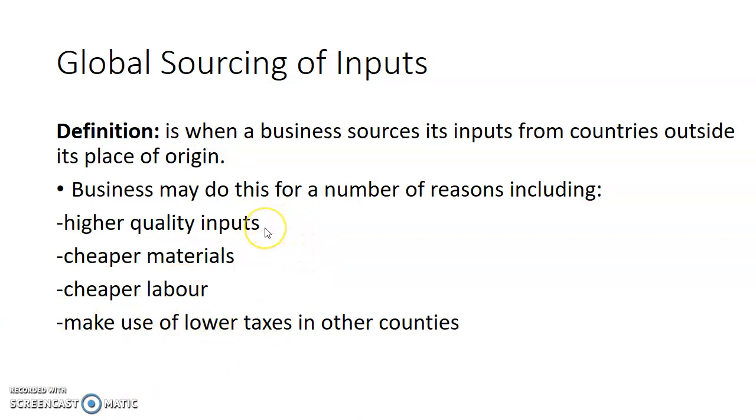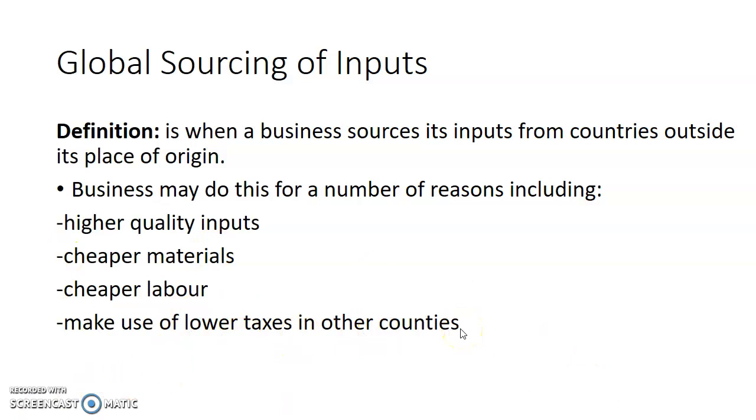Now the reasons for doing this is, again, we talked about this earlier, high quality inputs, because you may have better quality products at lower prices. Cheaper materials, you will likely go outside for the materials if you're getting them cheaper. Again, as I said, it is linked to your business objectives. One of the business objectives is to make profit, so you need to be able to get anything cheaper that you could. So cheaper materials, cheap labor, make use of low taxes in other countries.